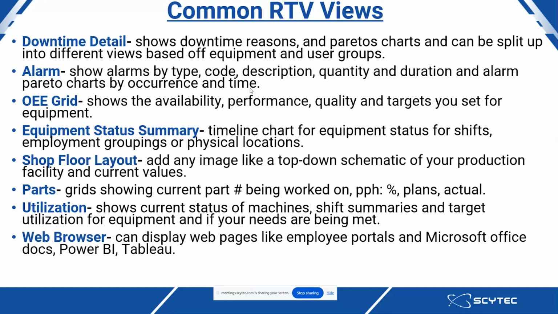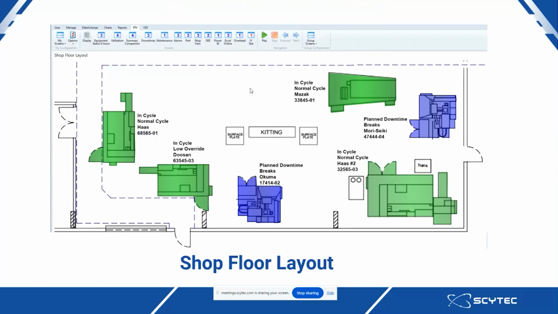We also have a utilization view inside of the RTV that shows current statuses of machines, shift summaries, and target utilization for equipment. And this will show you if your production needs are being met. And then finally, we have a web browser view, which is a common RTV view as well. And this web browser screen can show things like web pages such as employee portals, Microsoft Office documents, Power BI, Tableau, and more.